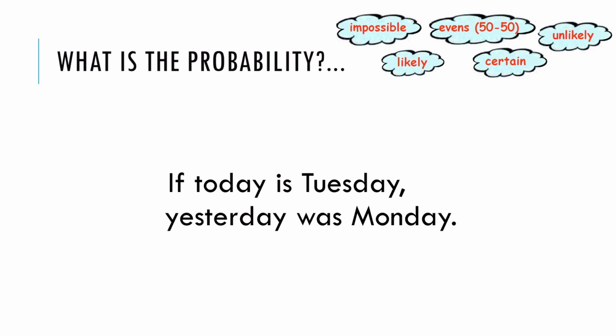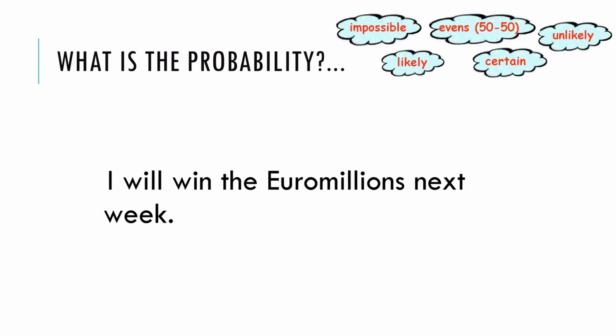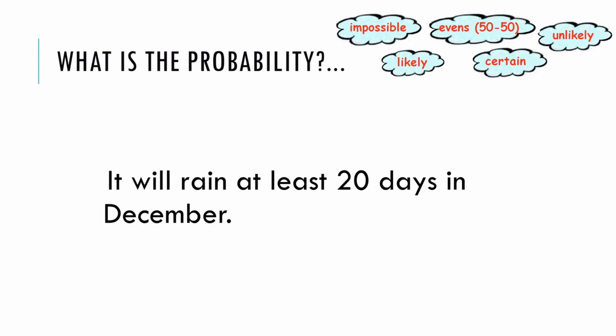Well, that is certain. If I pick a card from a pack, it will be black. Well, in a pack of cards, half of the cards are black, half of them are red. So that is an even 50-50 chance. I will win the Euro Millions next week. Well, as long as you've put on a ticket, there is an unlikely chance you will win it, but there is still a small chance.